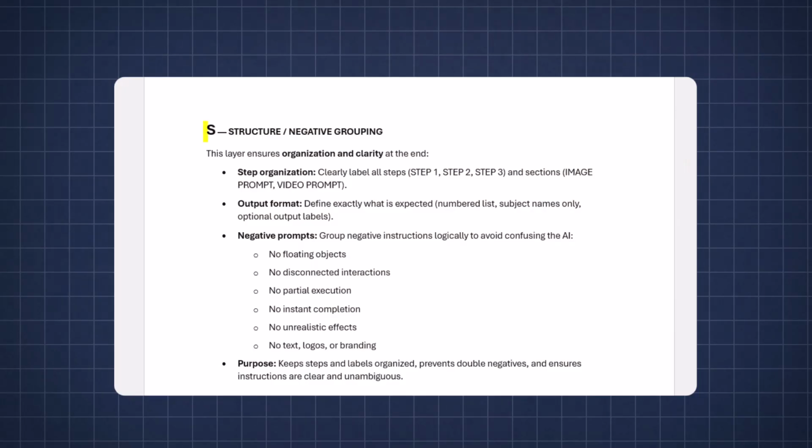The last step is to give the AI structure and strip out redundant negatives. What this means is you tell the AI what not to do without overwhelming it. And this is where most people drop the ball. You want to group all your negatives logically. For example, no floating objects, nothing is disconnected, nothing happens instantly, and nothing looks fake. Basically, it's about keeping all the steps and labels organized, along with cutting out confusing double negatives so the AI actually understands what you mean.